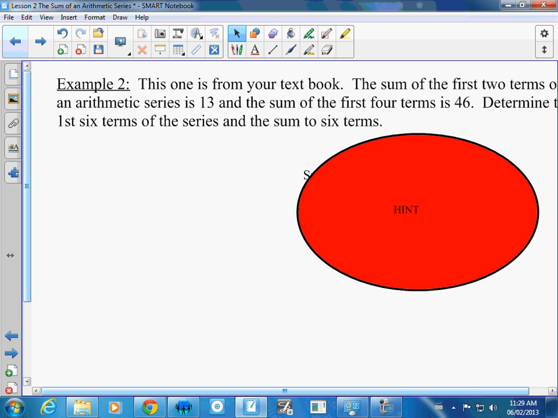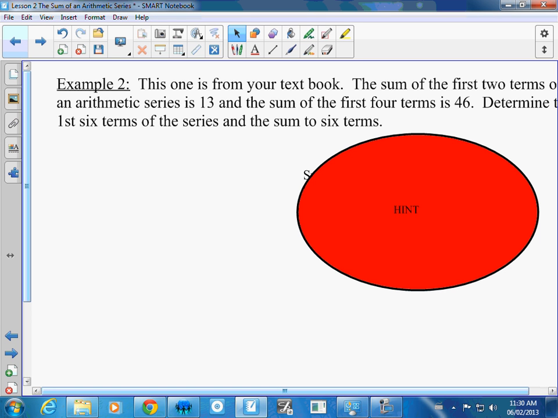Okay, this is actually from the textbook. The sum of the first 2 terms of an arithmetic series is 13. Right? So term 1 and term 2 equal what? 13, okay. The sum of the first 4 terms is 46. So that's term 1, term 2, term 3, term 4 is 46. Okay? So you got that so far?